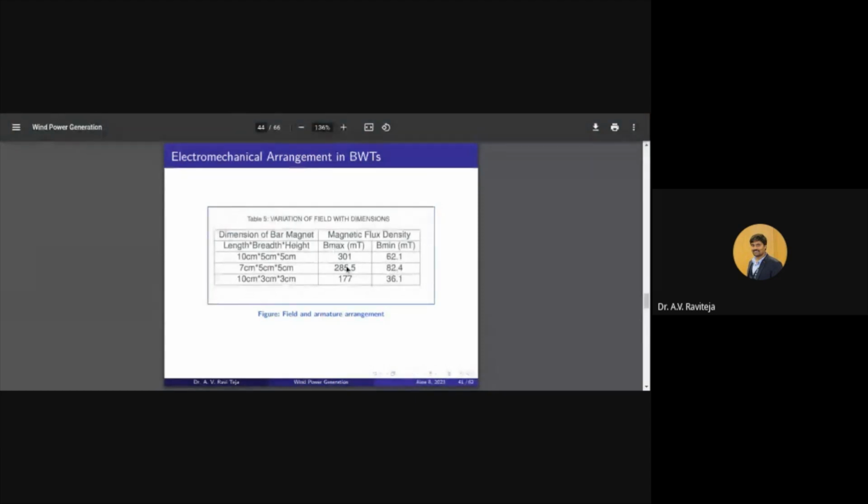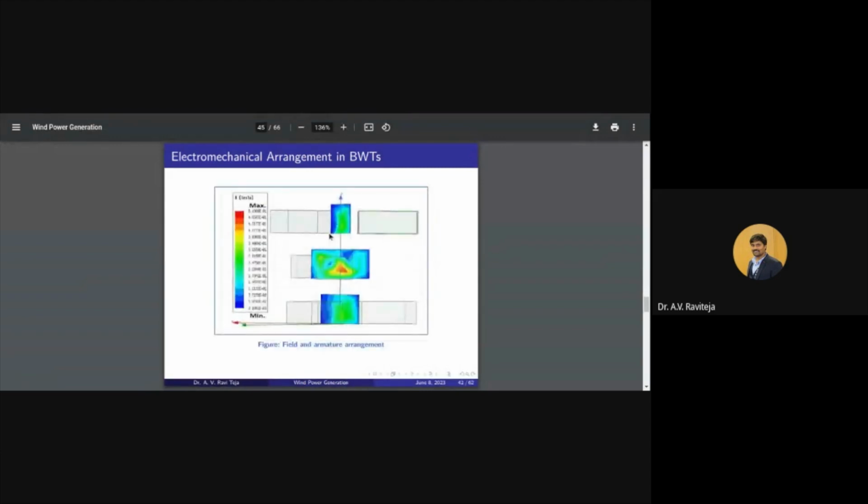So the difference has actually reduced. Okay. So increasing length is better, and then breadth and height should be as high as possible, because if they are less, then the field flux density is reducing drastically. So breadth and height, keep as high as possible. Length, you keep to one limit maximum. Okay. And this is the field profile we have observed for the magnet.